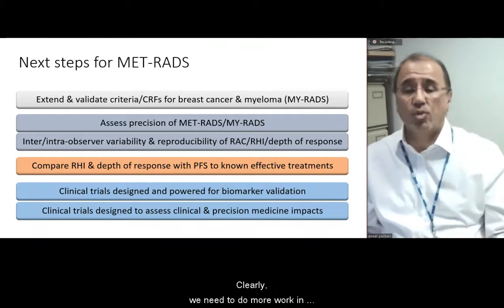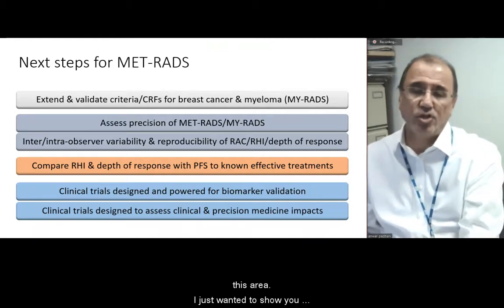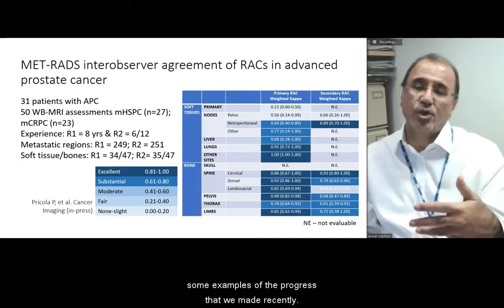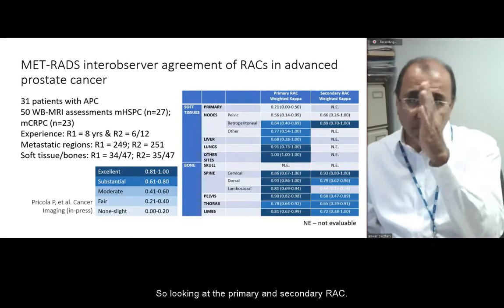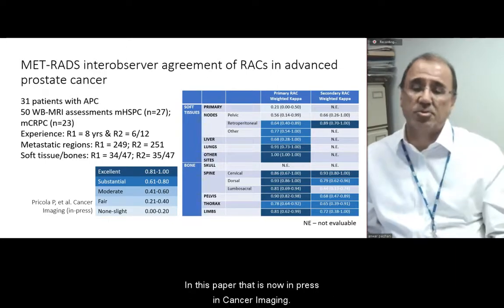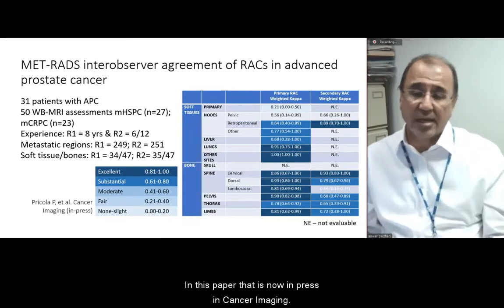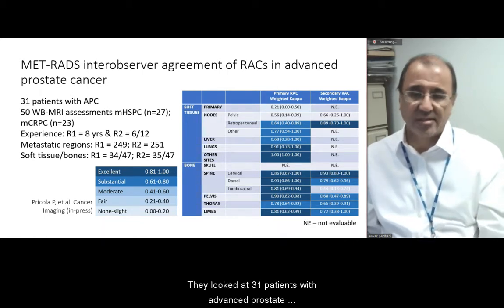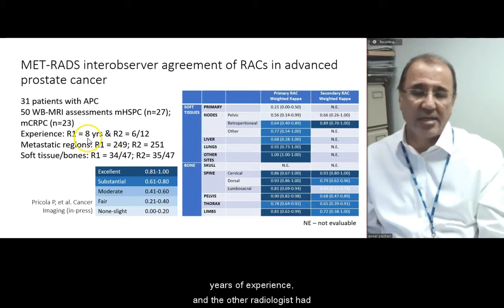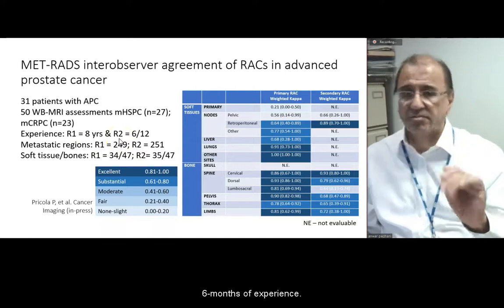Clearly we need to do more work in this area, and I just wanted to show you some examples of the progress that we've made recently. So looking at the primary and secondary response assessment category, this paper is now in press in Cancer Imaging. They looked at 31 patients with advanced prostate cancer. You had one radiologist with 8 years of experience, the other radiologist you can see with 6 months of experience.